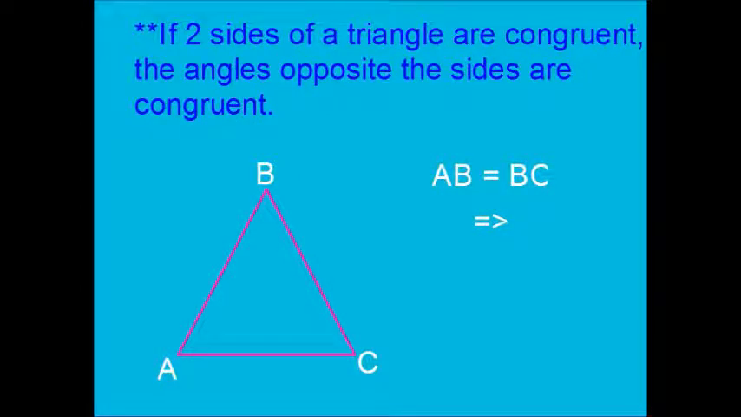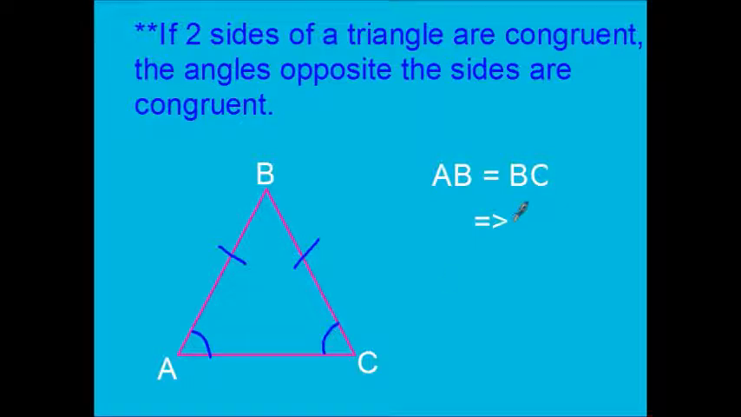Okay, so we have our first theorem. If two sides of a triangle are congruent, then the angles opposite those sides are congruent. So here's what I know. I know that side AB is going to be congruent to side BC. Let's put in those markings. AB, BC. Now the angle opposite, or not attached to BC, is going to be angle A. And the angle opposite side AB is going to be angle C.